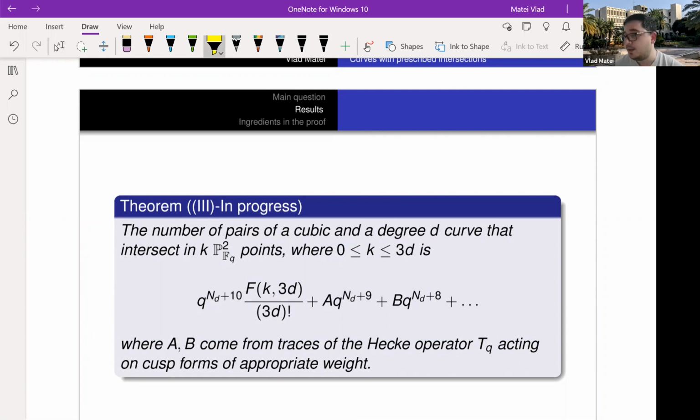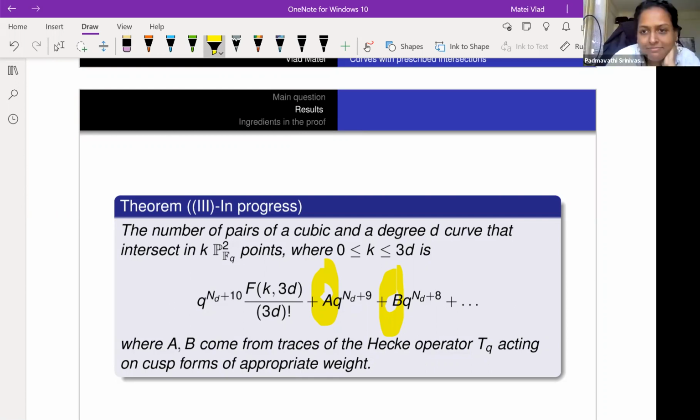10 here. I don't care about scaling. So that's why the 10 shows up, because that's how many cubics we have. And then you get some expansion like this. And these terms here are going to come from the action of the Hecke operator acting on cusp forms of appropriate weight. Okay, so basically it has to do with modular forms in the end. So that's kind of the takeaway from this.